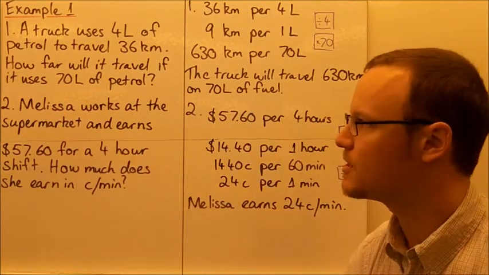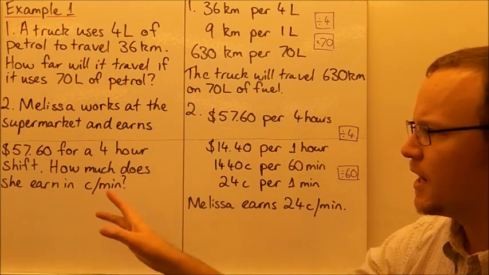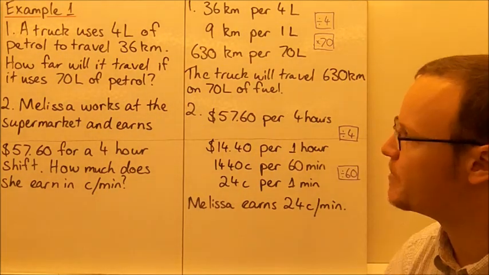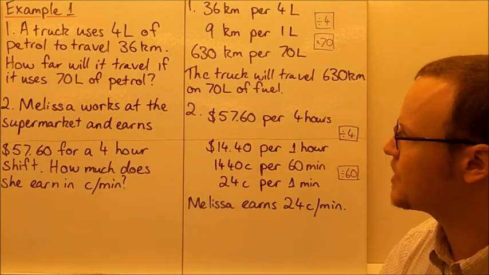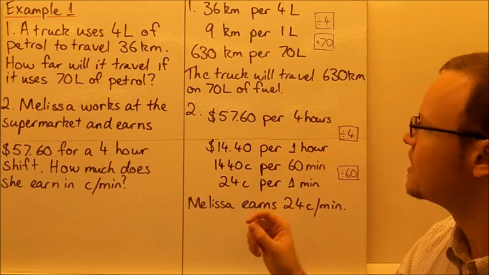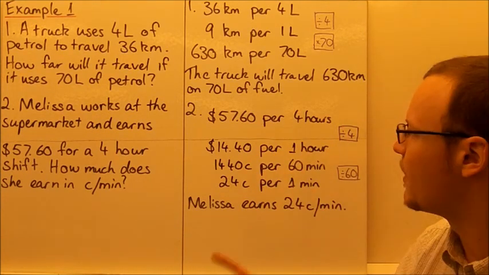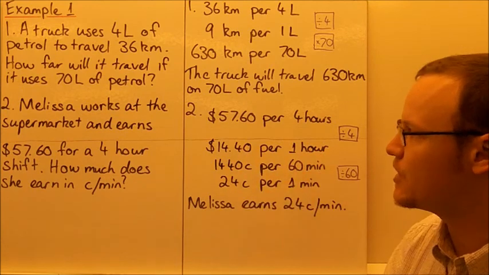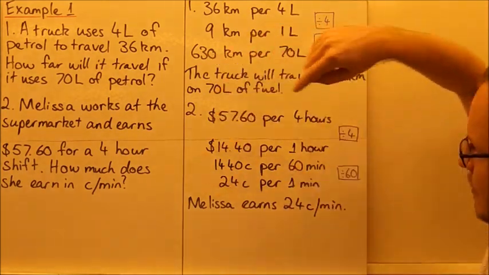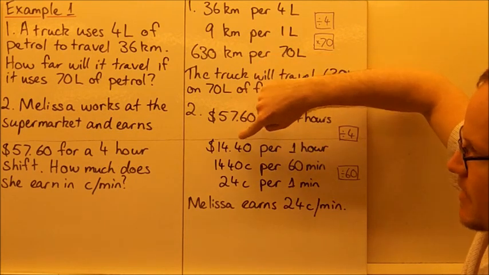Let's look now at Melissa. Melissa works at the supermarket and earns a certain amount for a 4-hour shift, and we're looking at how much she earns in cents per minute. So $57.60 for a 4-hour shift, so $57.60 per 4 hours. If we divide both of those by 4, we can find the rate per hour. So for 1 hour, she earns $14.40. We found that by dividing the hours by 4 and $57.60 by 4.